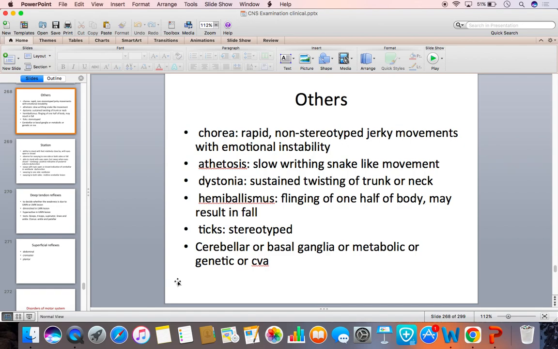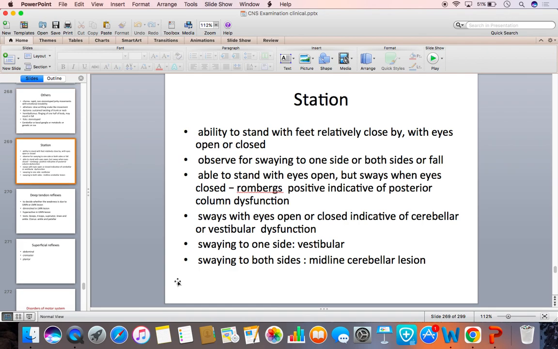Decide whether the lesion in the cerebellar or basal ganglia is metabolic or genetic or associated with cerebrovascular accidents. By looking for the associated findings, you can localize the lesion. Station is the ability to stand with feet relatively close together, with eyes open or closed. That is the stance or station. Observe the patient for swaying to one side or both sides or a fall.